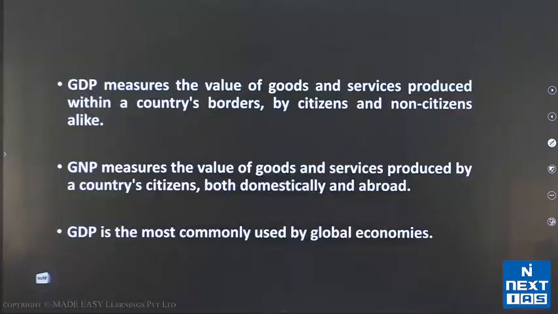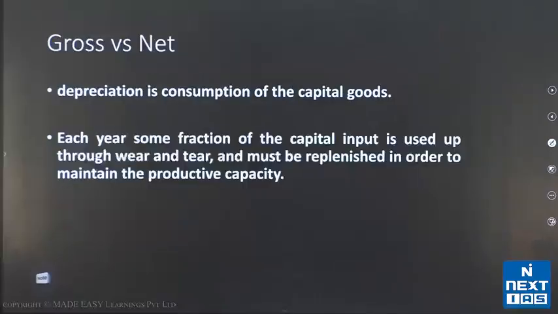Now, look at three cases. Case 1: GDP is equal to GNP, in brackets, closed economy, ideal case.